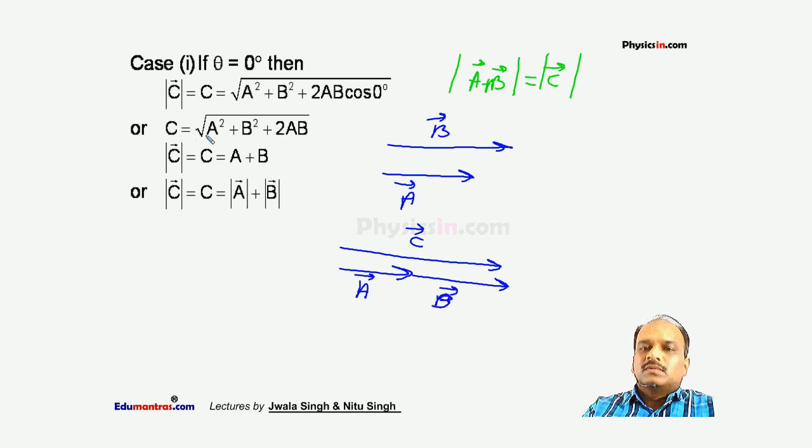This will give you vector C. The magnitude of this vector C is root over A square plus B square plus 2AB cos 0. Cos 0 is 1. So we get root over (A plus B) square, which is A plus B. So the magnitude of vector C is simply mod of A plus mod of B. This is the maximum possible value of C. Though these three vectors are not forming a triangle, this is called the triangle law of addition of vectors. So this is the maximum magnitude of vector A plus vector B.